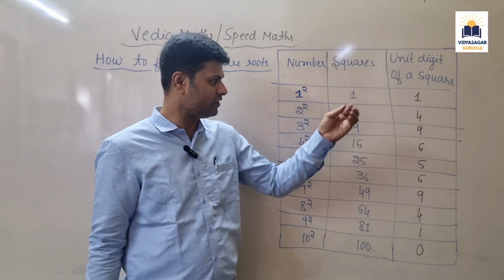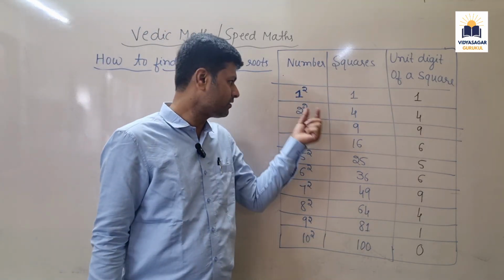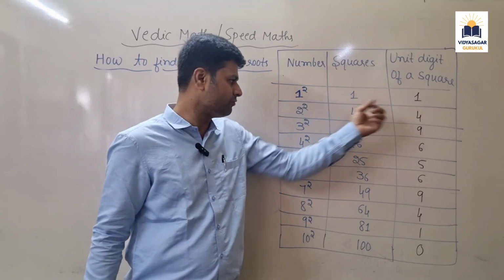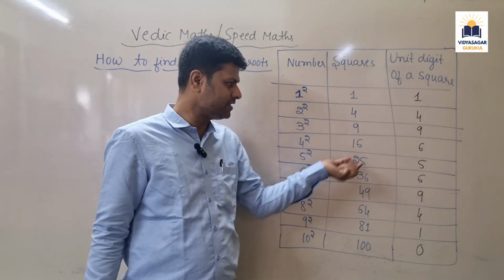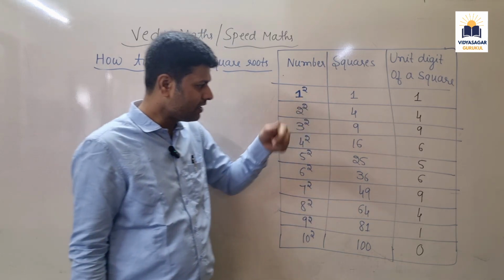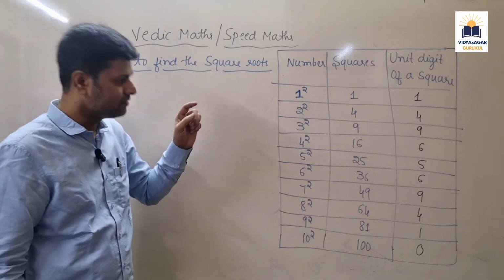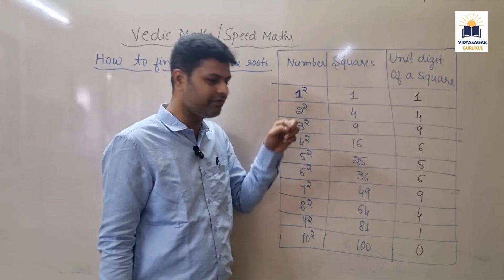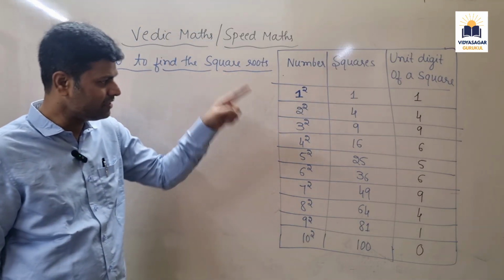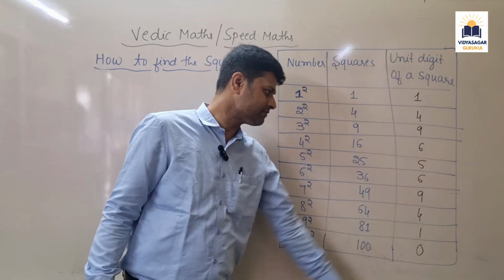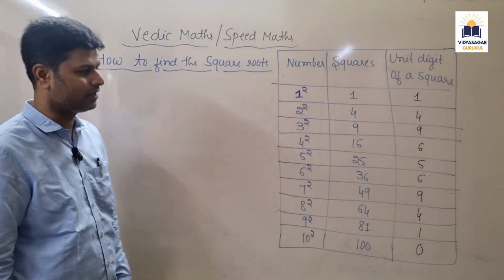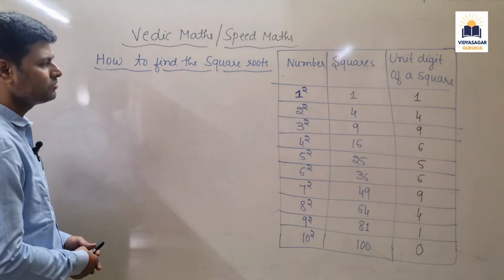Because 11 square is 121, units place is 1, and 12 square is 144, units place is 4. 13 square is 169, units place is 9. 14 square is 196, unit place is 6. So our cycle is 10. Cycle is 10 means after every 10 numbers the units place will be as it is. Again it will start from 1, 4, 9, 6, 5, 6, 9, 4, 1, 0. So like that. Okay, I'll give the homework, so you can solve it.